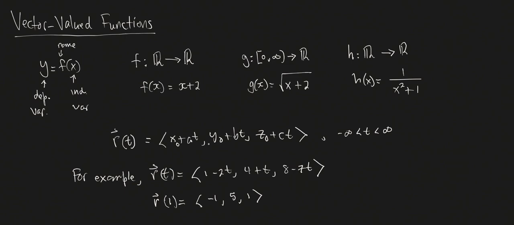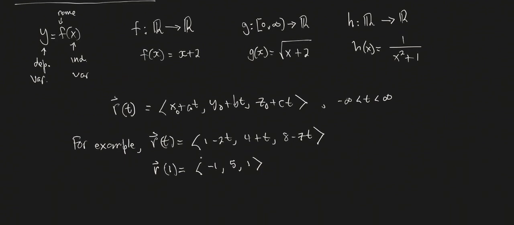So what I end up getting when I plug 1 into this vector function, I actually get a vector out, right? So unlike the previous functions where you plug a number in and you get a number out, what we're going to be studying now are functions that when you plug a number in, you're going to get a vector out. And that vector could either be in 2 dimensions or in this case, 3 dimensions.